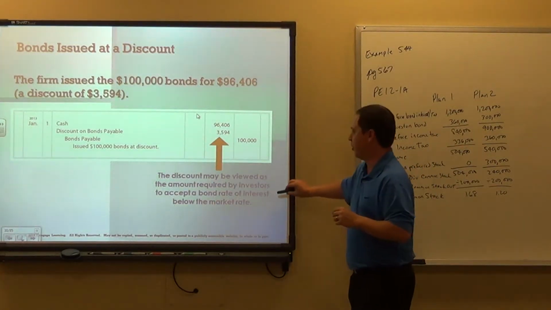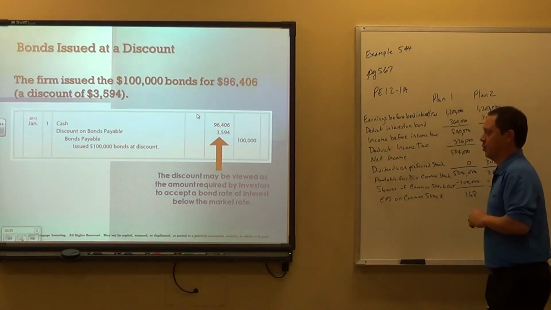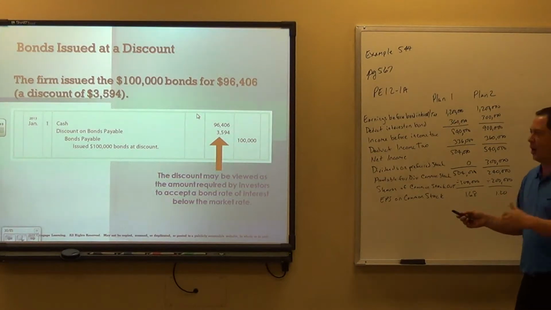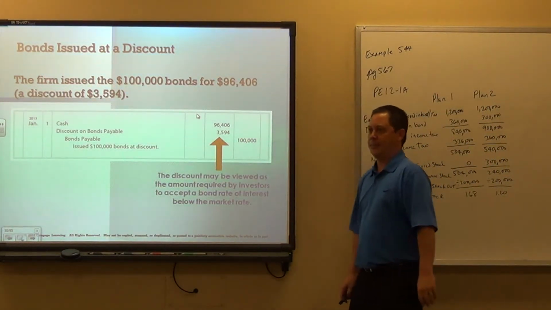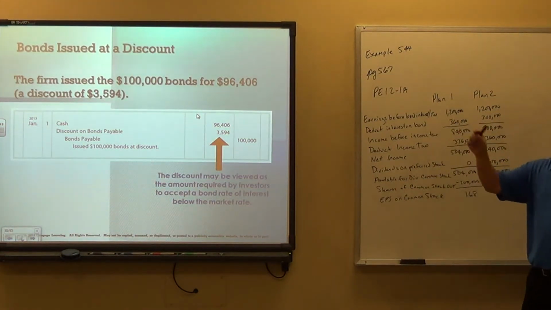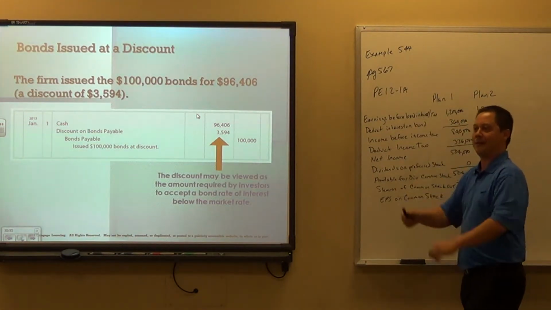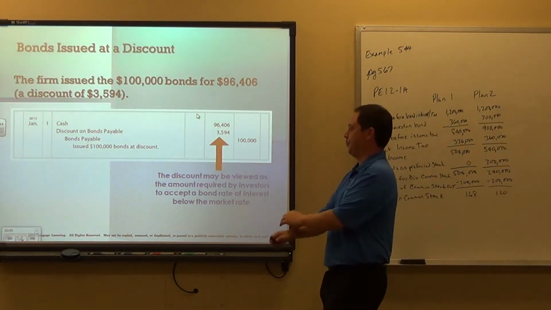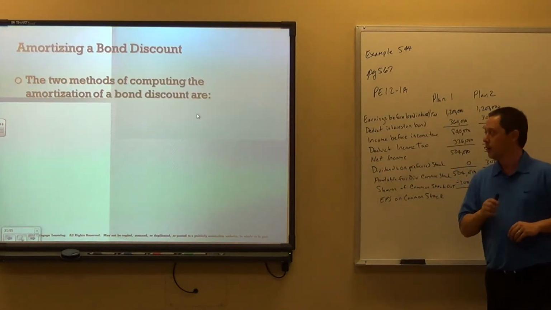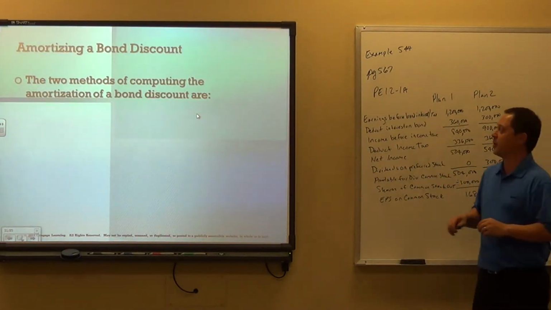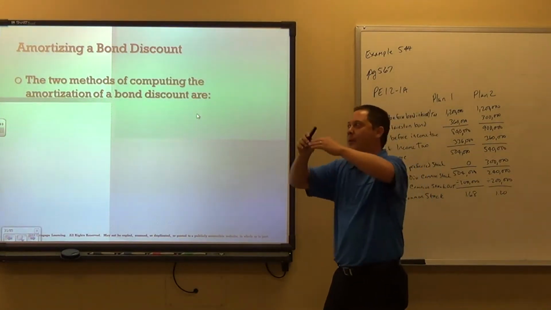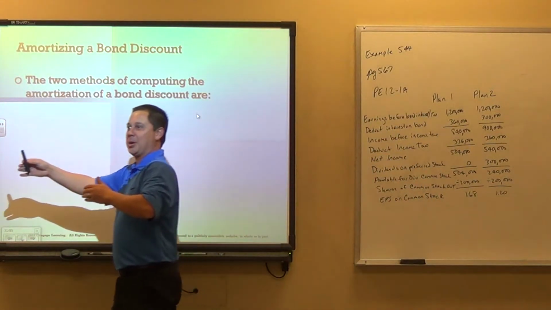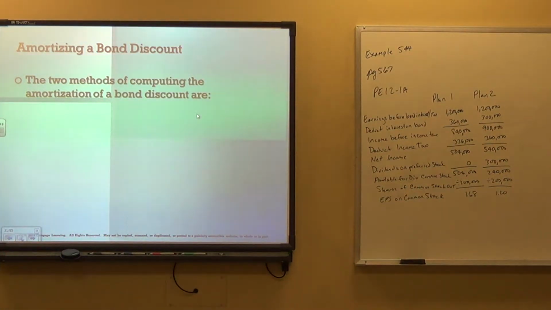So a discount may be viewed as the amount required by the investor to accept a bond rate of less than the market value. So yeah, I'm going to purchase it at this, then I'm going to get less interest over the time. So I'm making up for it when I purchase it. I'm going to get a little bit extra from that. Make sense? All right, so there are 2 methods of computing the amortization of a bond discount. So we're going to amortize that over the time though. It looked like we got about 3,000 off, something like that.